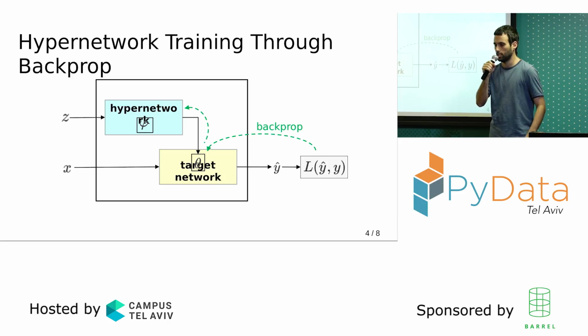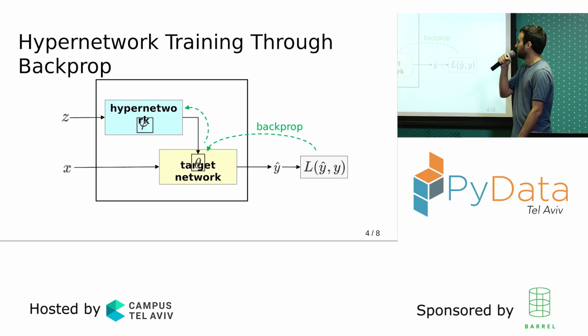Using the procedure of GANs, for example, to train a hypernetwork won't work here because a GAN requires a data set. And in our case, we don't usually have a data set of weight vectors. So we need something else here.